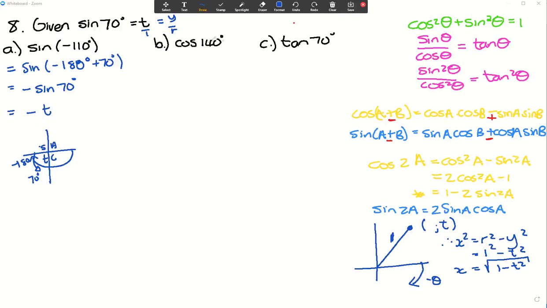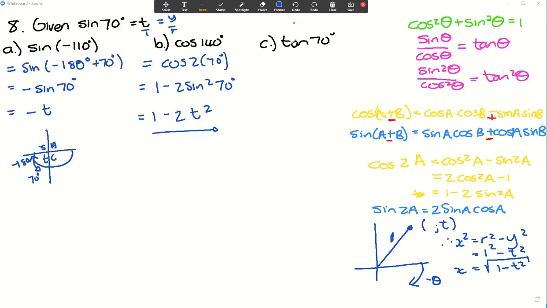Okay, cos 140. Well, we can see that cos 140 is the same as writing cos of 2 times 70. And we've got a sine ratio, which is the same as looking at our cos double angle. So we change it to our sine ratio, which becomes 1 minus 2 sine squared 70 degrees. And if sine 70 is equal to t, then 1 minus 2t squared must equal 1 minus 2 sine squared 70.